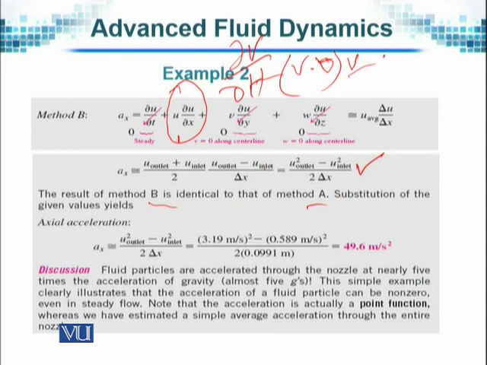If we do the algebra, the calculation turns out to be about 49.6 meters per second square. That much acceleration even in a steady motion. So the conclusion is that even in steady motion there can be acceleration. Of course, when it's an unsteady motion there will be acceleration, but in other conditions also there is a possibility.